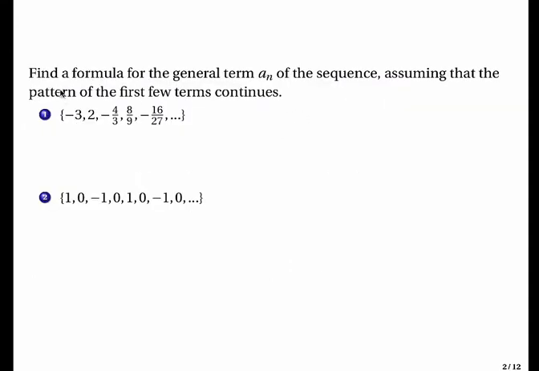So in here, we want to find the formula for the general term a_n of the sequence, assuming that the pattern of the first few terms continues. Okay, so we have here the first item, the set which contains, in order, -3, 2, -4 over 3, 8 over 9, -16 over 27, and then dot dot dot.